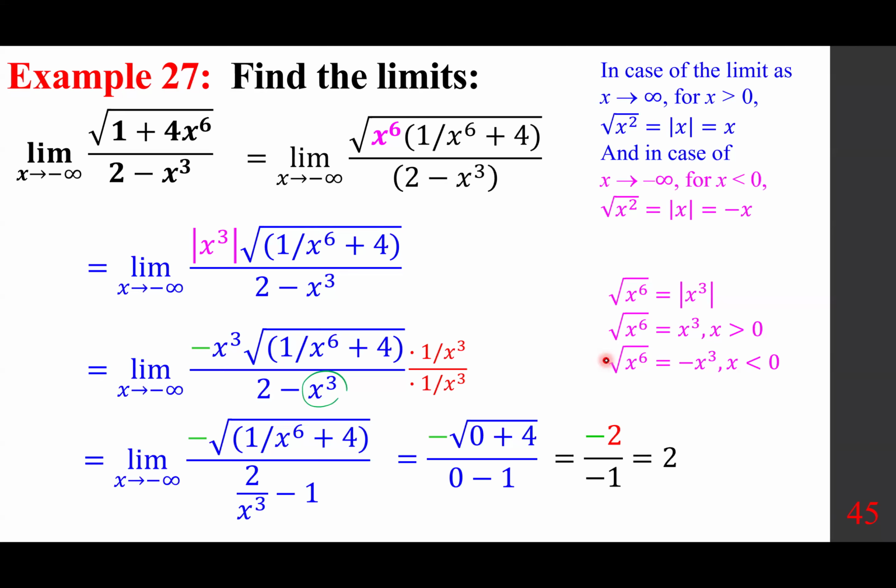So a quick recap. When you want to deal with roots, it depends on the index. When it's odd, you have no restrictions. Negative, negative comes out, positive, positive comes out. But when it's even, you want to pay attention to the fact that square root of x squared is not equal to x, but rather square root of x squared equals absolute value of x, and that will help you figure things out, as we've done it here. Okay.